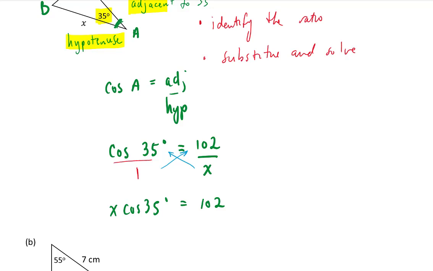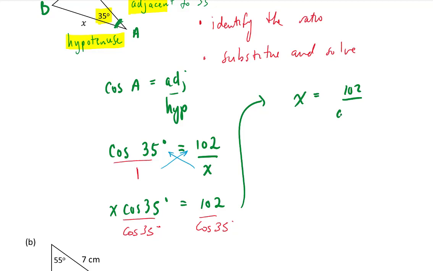And then the last step, I need to solve for x, so I'm going to divide both sides by cosine of 35 to get x by itself. So I get x equals 102 divided by the cosine of 35. So these cancel, and the rest is calculator work.